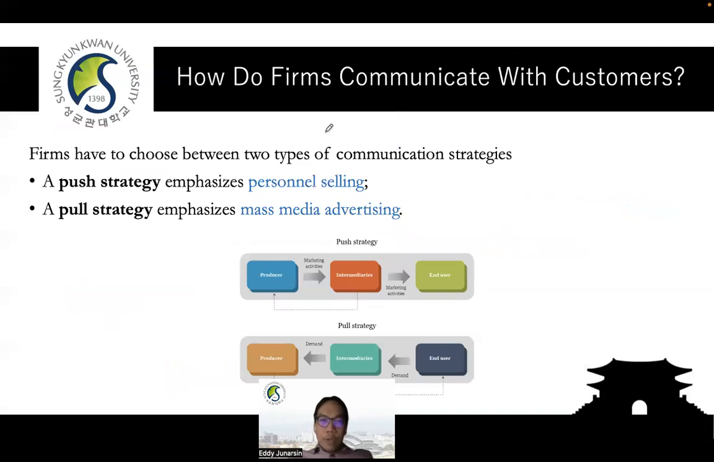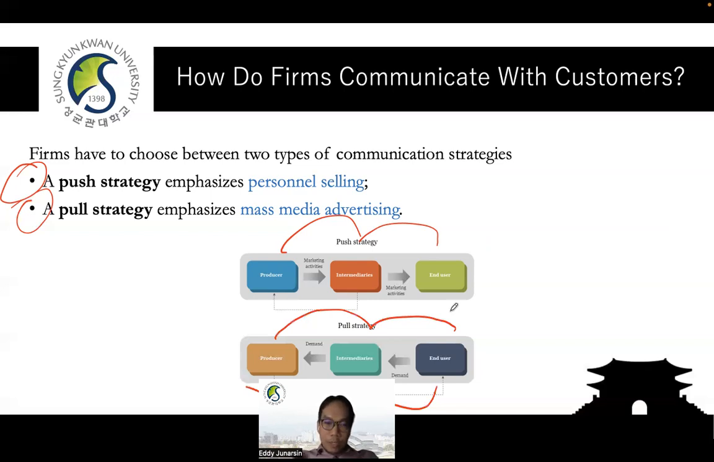So how do we communicate with customers? We have push and pull strategies. Push, as the word suggests, means we push: it is a pushing strategy from producer to intermediaries and finally to end users. Pull strategy is more like the flow of communication, more reciprocal, from end users to intermediaries and to producers as well.